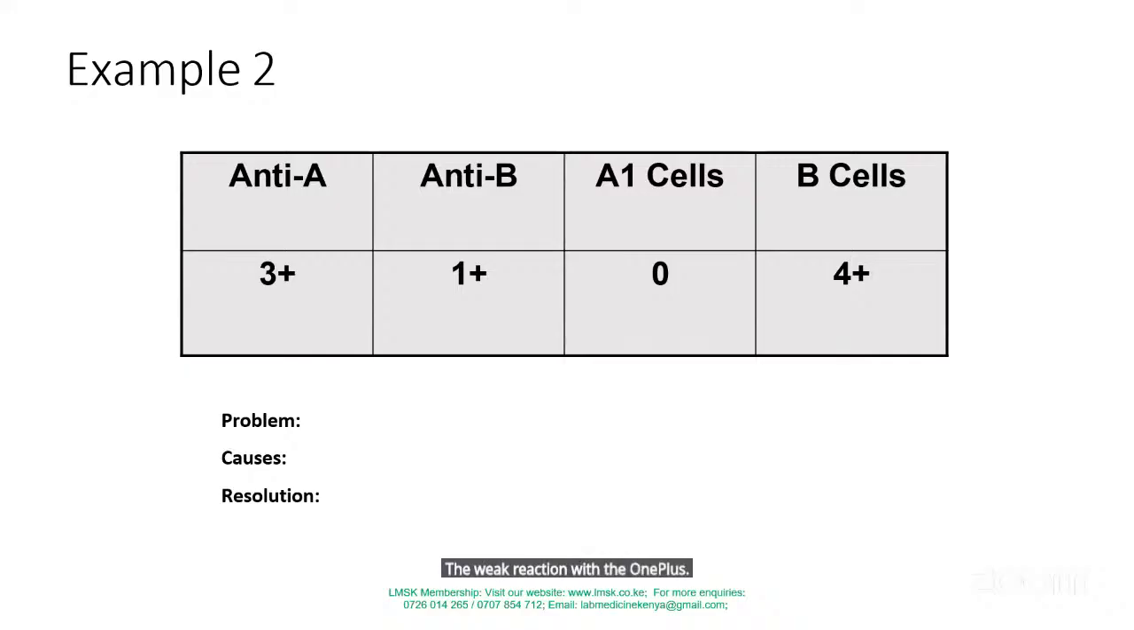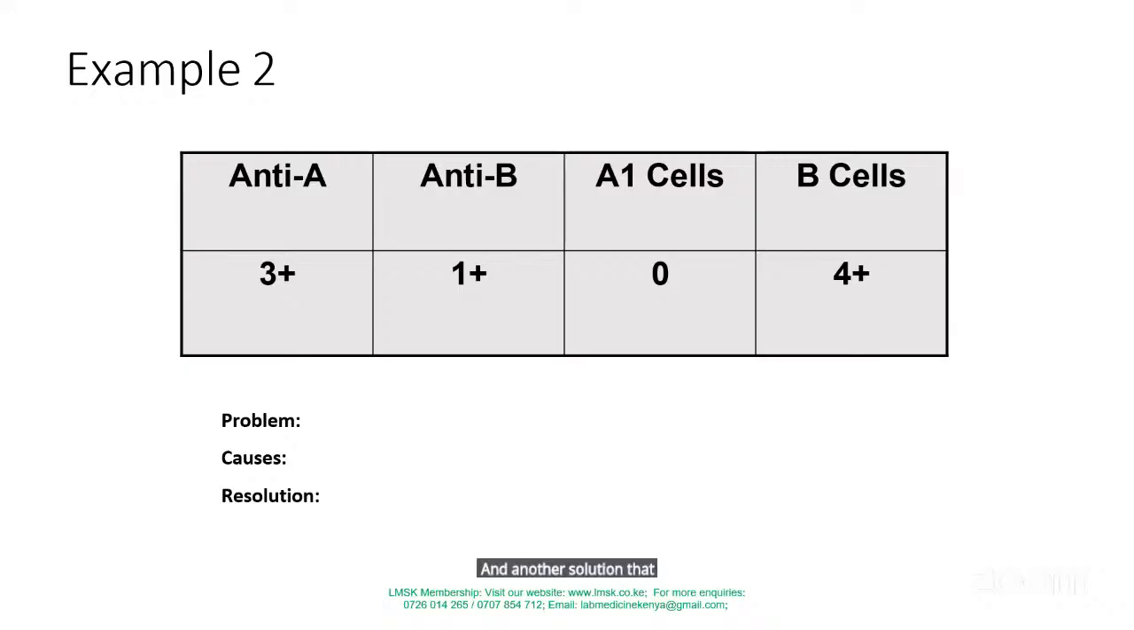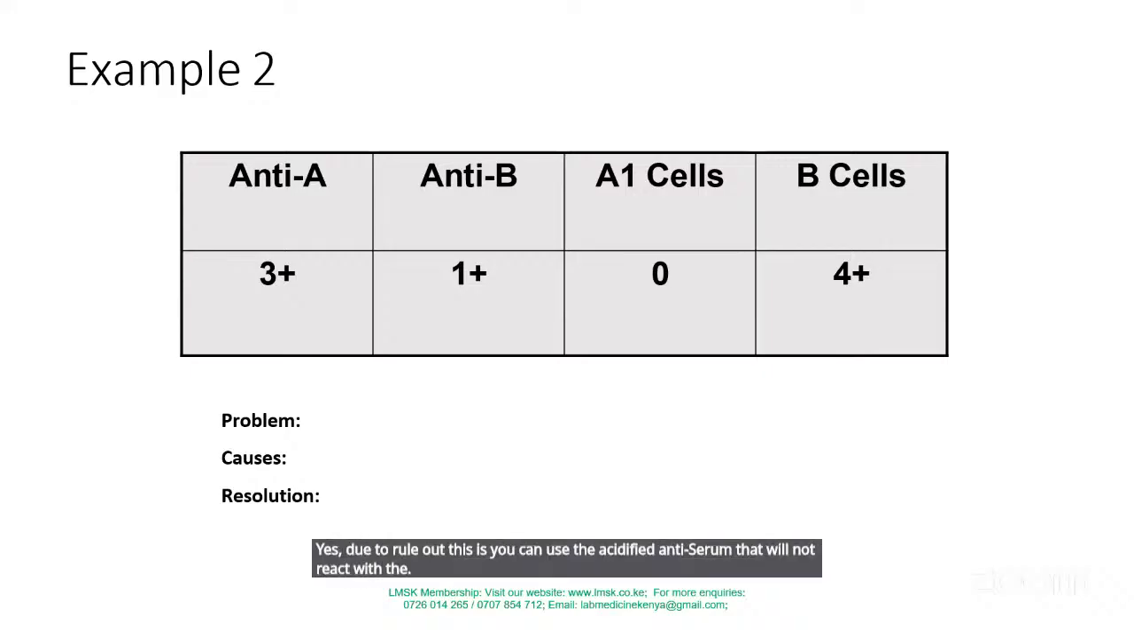So how do you do this? We said you do the secretor studies, because the patient will only secrete A and H antigen. And another solution that you can do to rule this out is you can use the acidified anti-sera that will not react with the anti-B. So this is acquired B.